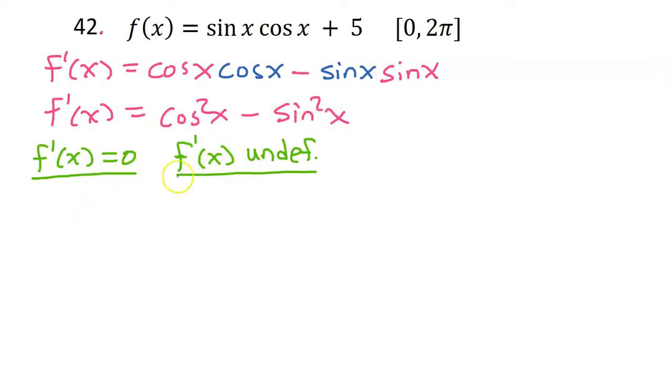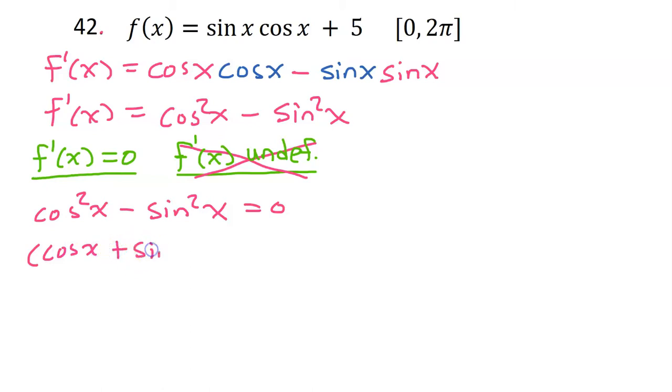Time to find the critical numbers that cause f prime to either equal 0 or be undefined. Sine and cosine are never undefined, no matter what the value of x is, so we don't have to worry about this part. But where will f prime equal 0? Well, let's set f prime equal to 0 and solve. This can be factored using the difference of squares. So we can write cosine x plus sine x times cosine x minus sine x.